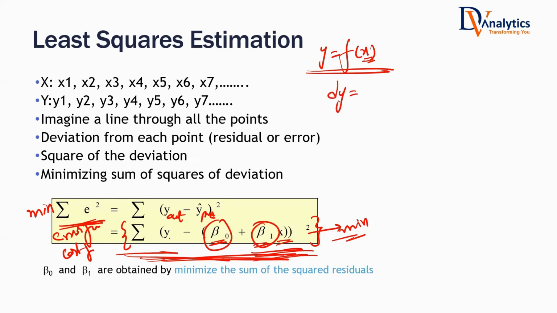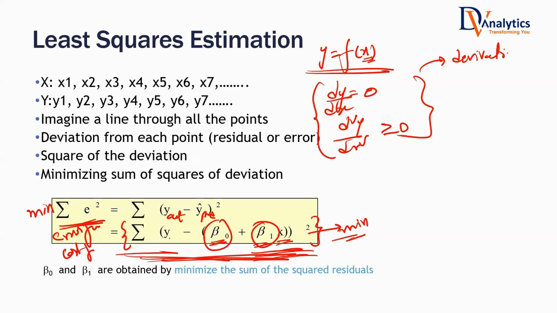If you go back to school days, what we used to do? We have to take dy by dx is equal to 0, d square y by dx square is greater than or equal to 0. So we used to do all these calculations. This is known as derivative. You remember derivatives? In multi-dimensional space, this is known as gradient.